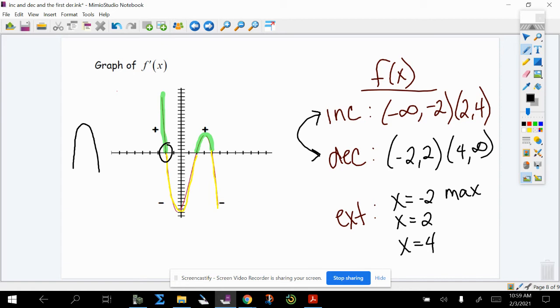At positive 2, it goes from below to above. So that means it goes from decreasing to increasing. So that must be a minimum. And at 4, it goes from above to below again. So positive derivative to negative derivative, that's a maximum. I have no way of knowing what the y values are, but I can always find where my x values are and what type of extrema they are.